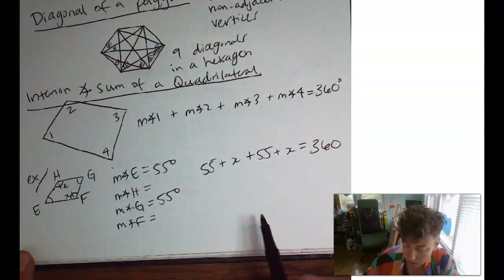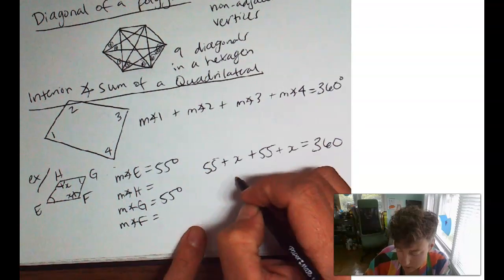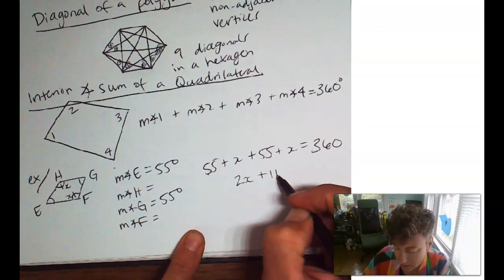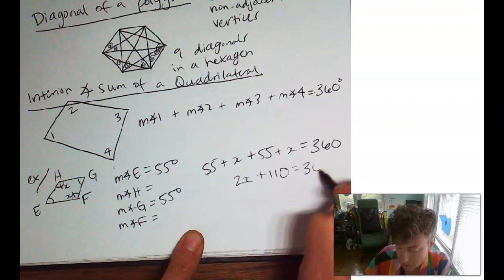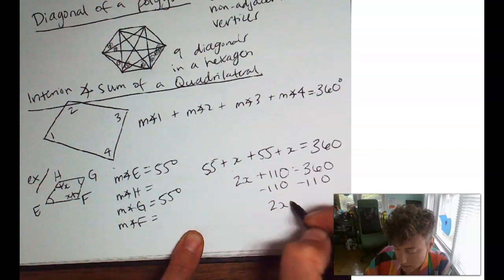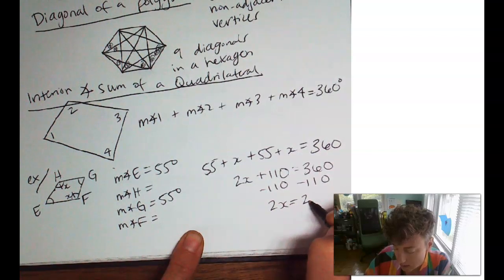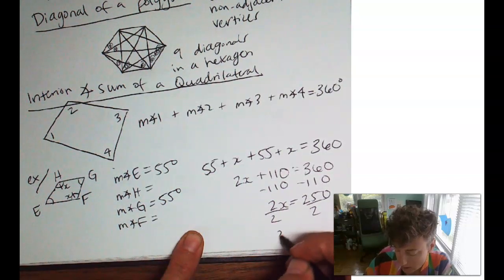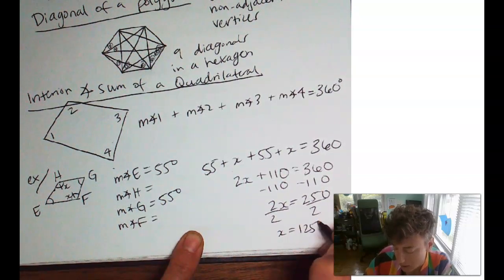So if we add our like terms, we get 2x plus 55, and 55 is 110. We subtract 110 on both sides and get 2x equals 250, and divide each of these by 2. We have x equals 125 degrees.